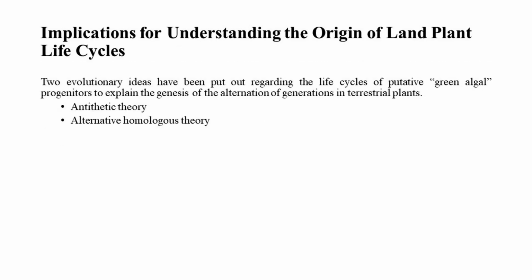Implications for understanding the origin of land plant life cycles. Two evolutionary ideas have been put forward regarding the life cycles of putative green algal progenitors to explain the genesis of the alternation of generations in terrestrial plants: the antithetic theory and the alternative homologous theory.